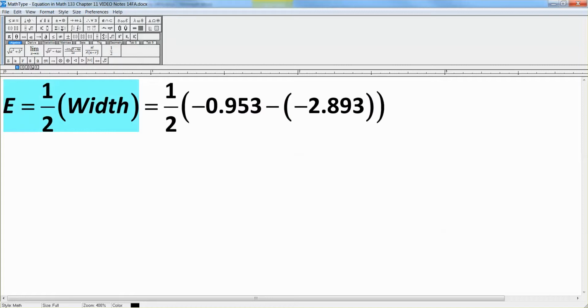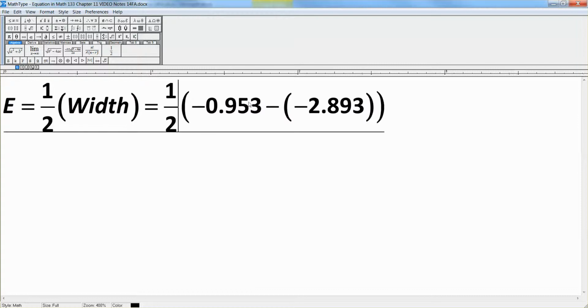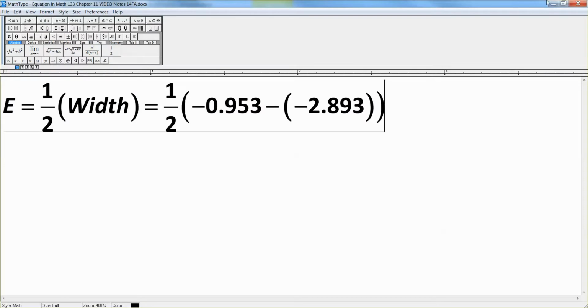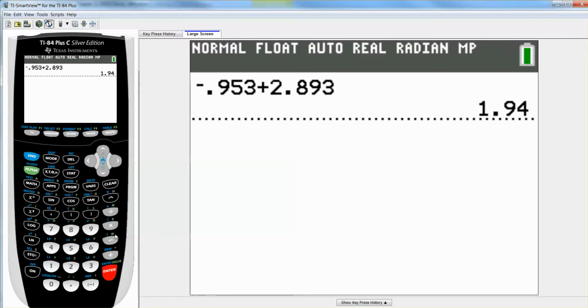All right, so I just brought it up here. The error is half the width. You find the width by taking the difference between the upper and the lower limits. So you take negative 0.953, that's the upper, minus that lower of negative 2.893. So let me grab the calculator and take negative 0.953. Minus a minus means plus, so I really want to add 2.893. And I'll get 1.94. So I want half of 1.94.